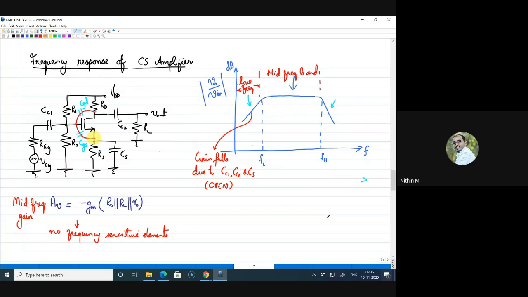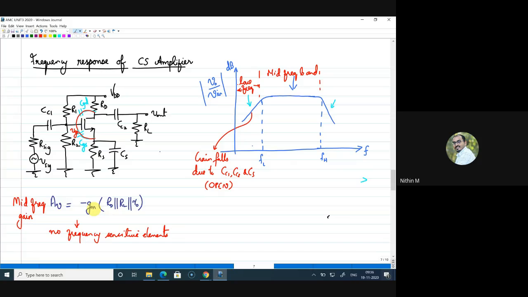So what happens when the CGS capacitor is acting as a short? Effectively, the VGS voltage itself is reducing to 0. If your VGS voltage is reducing to 0, your output itself will be 0, because your MOSFET is responding to a VGS voltage. If VGS is shorted, then definitely the MOSFET output also will be 0 or less, or I can say the gain will be reducing at high frequency.